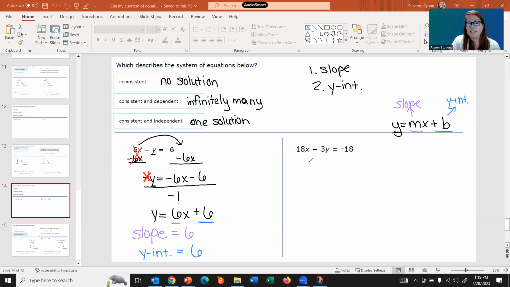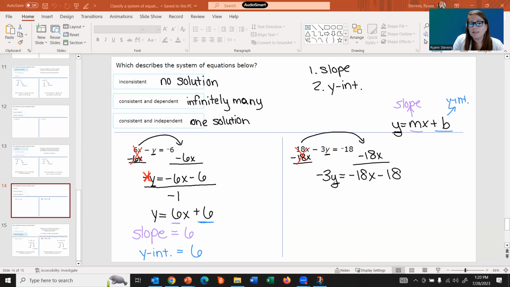Our second equation, we have 18x minus 3y is equal to -18. So again, this is not written in slope-intercept form. And so how do we do that? We're going to move this to the other side, try to get y by itself. And so we would subtract 18x from both sides. And this will cancel for us over here. Now on the other side, we have -18 minus 18x, which one has a variable and one does not, so we can't combine those. Remember, we can only combine terms that are like terms. And so we would just leave this as -18x minus 18.